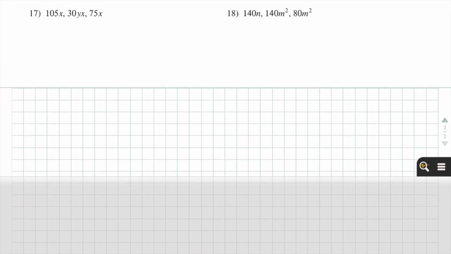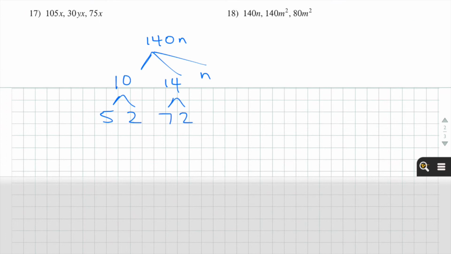Same thing. So let's take that 140n and break that down. So we can do 10 and 14 as well as an n. 10 breaks down to 5 and 2. 14 breaks down to 7 and 2, and that n is going to stay because we can't do anything with it. Then we have 140m squared. Break that down to 10 and 14. This 10 to 5 and 2. This 14 to 7 and 2. This m squared becomes m and m.